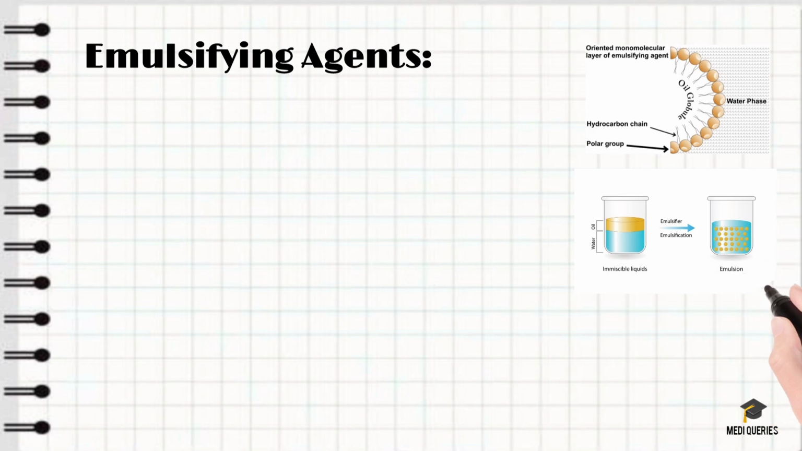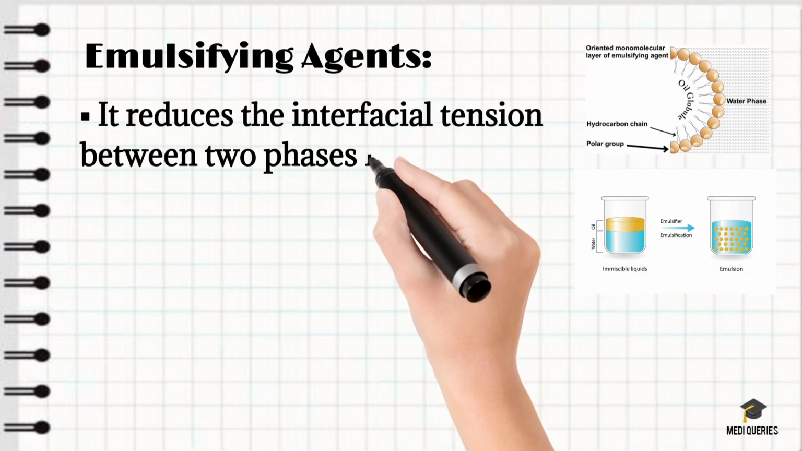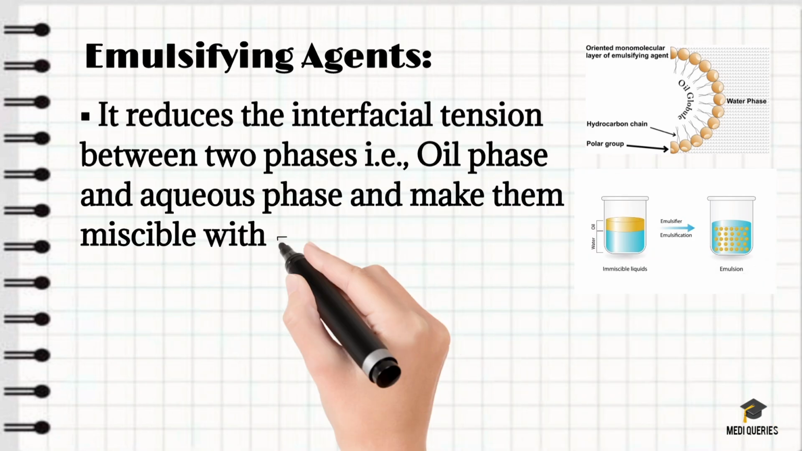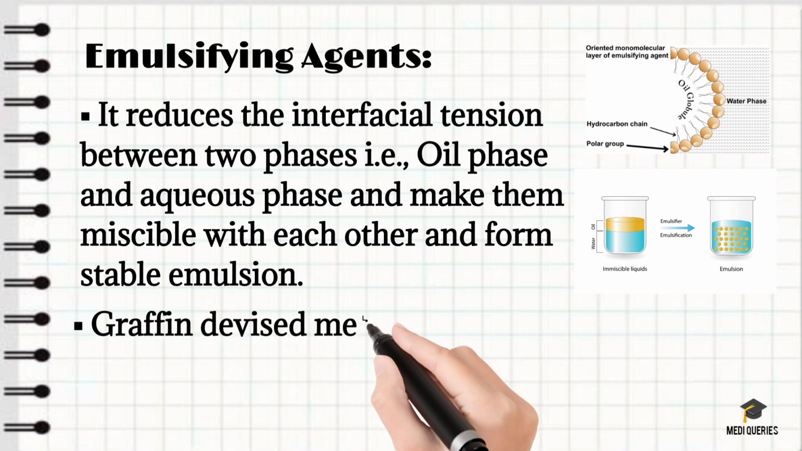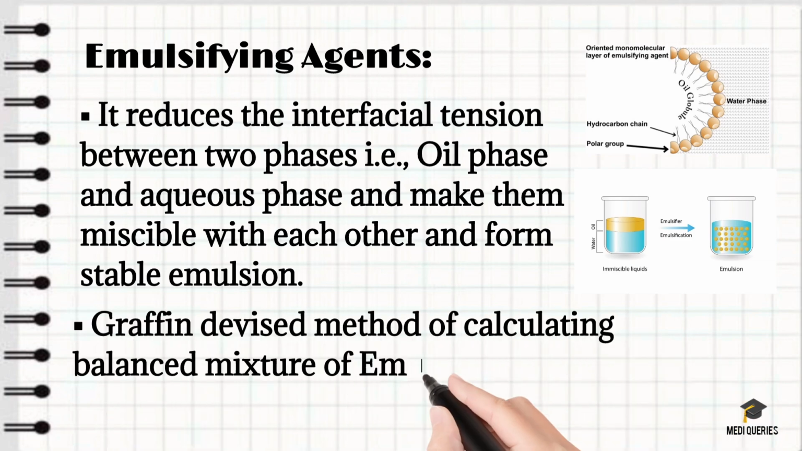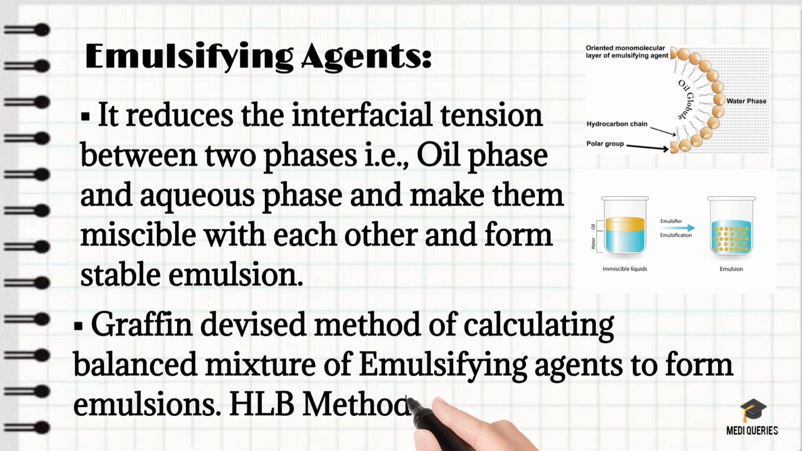The emulsifying agents reduce the interfacial tension between the two phases, that is the oil phase and the aqueous phase, and thus make them miscible with each other and form a stable emulsion. That is the key role of the emulsifying agent here. Emulsifying agents are also known as emulgents or emulsifiers. There is a large number of emulsifying agents available to prepare a stable emulsion here.